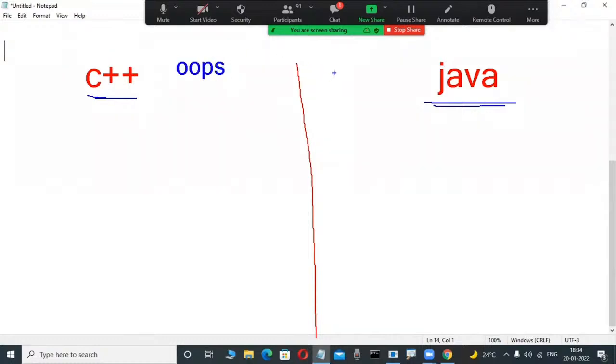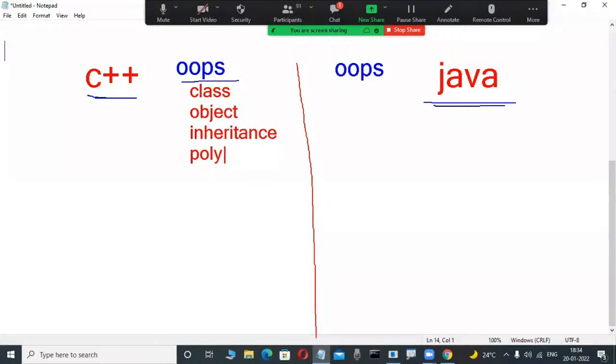Yes. Here also OOPS concepts are there. Here also OOPS concepts are there. Maybe some fellows have an idea: class is a concept, object is a concept, inheritance is a concept, polymorphism is a concept. Maybe so many fellows have an idea. Same here also, in Java also, OOPS concepts are there.